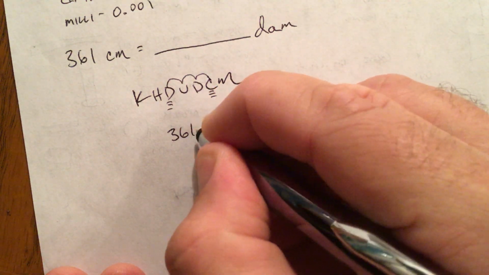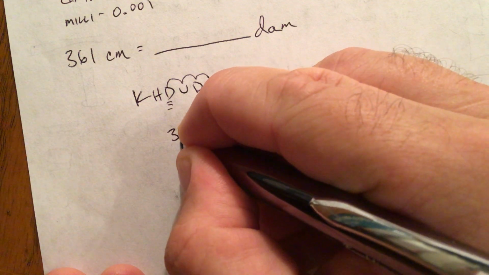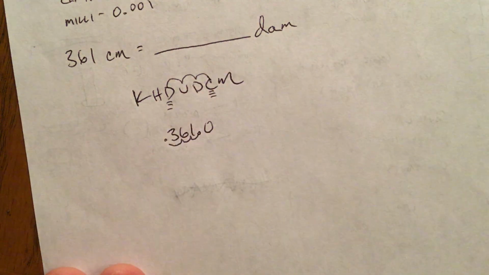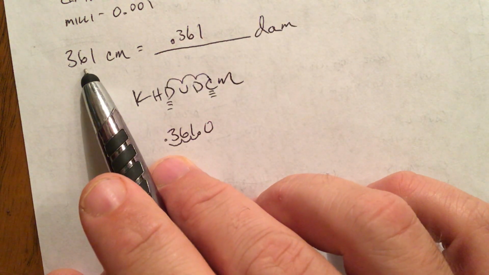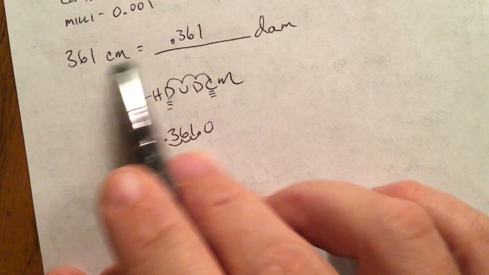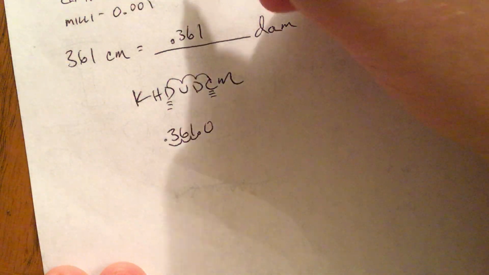So 361.0, moving the decimal 1, 2, 3 spaces to the left. So it's 0.361. 0.361 decameters is the same distance as 361 centimeters. It's just measured differently. Like if you measure your height and you're 1.5 meters, you're also 150 centimeters. Your height's not changing, just the way that you're measuring it.